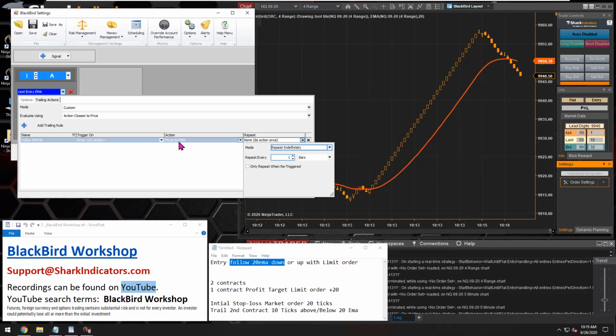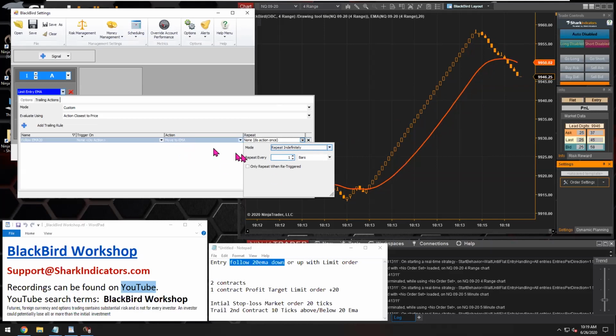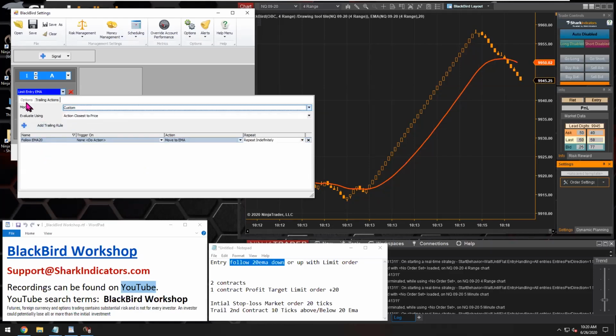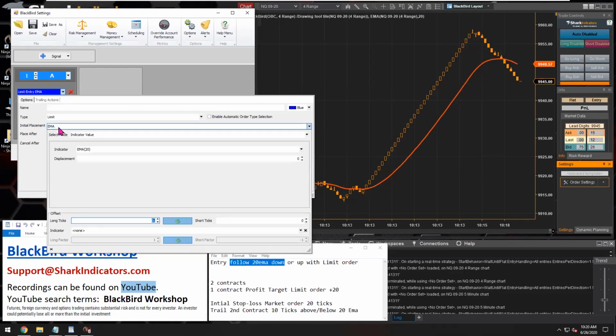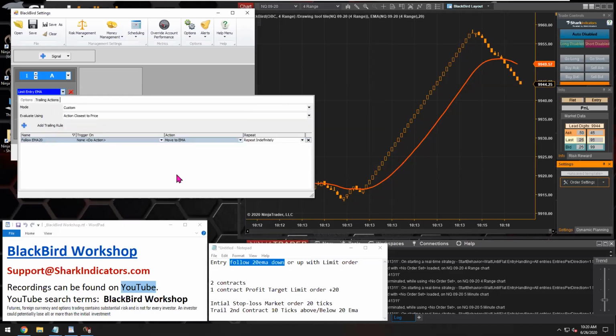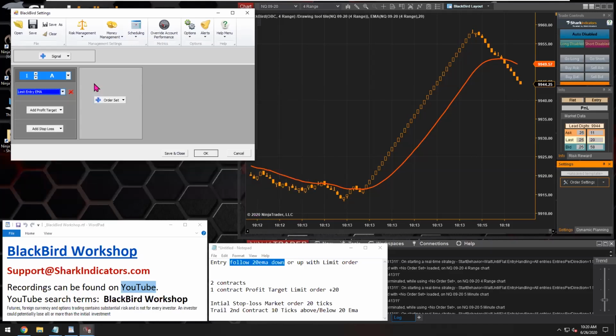And since the order is following a moving average, you can only repeat once per bar. Indicators will only update themselves once per bar when the bar closes, basically. So we had set the initial placement to the EMA 20, and then we have a trailing rule. So there's our entry order, all done, squared away.